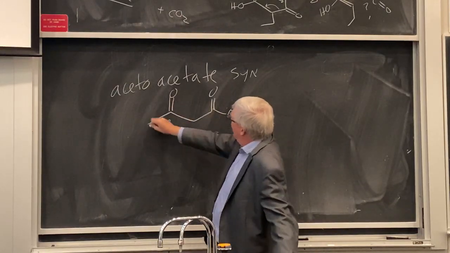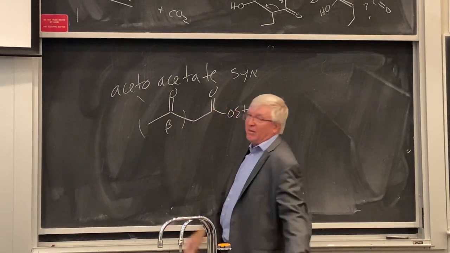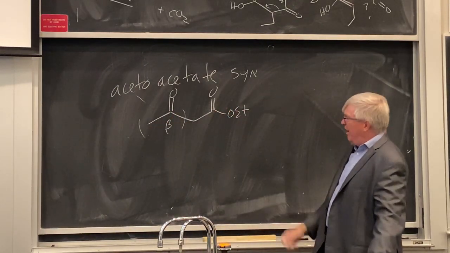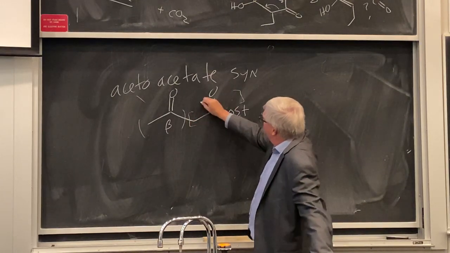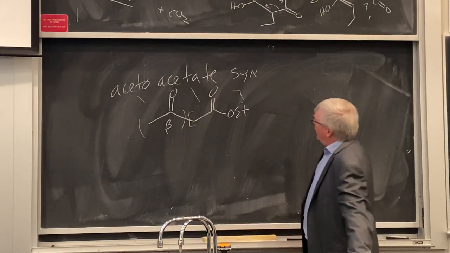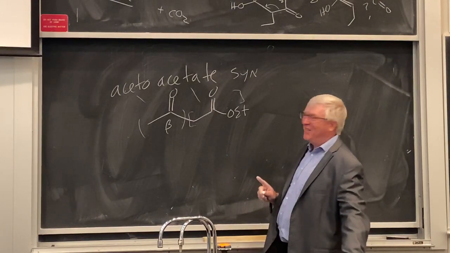So where does the name come from? Well, this is an aceto group right here, 2 carbon, like acetic acid, the acetyl group. And then where's the acetate? Well, it's right here, okay? And that's that. And what's the synthesis here? Well, we're going to alkylate and decarboxylate and make ketones.